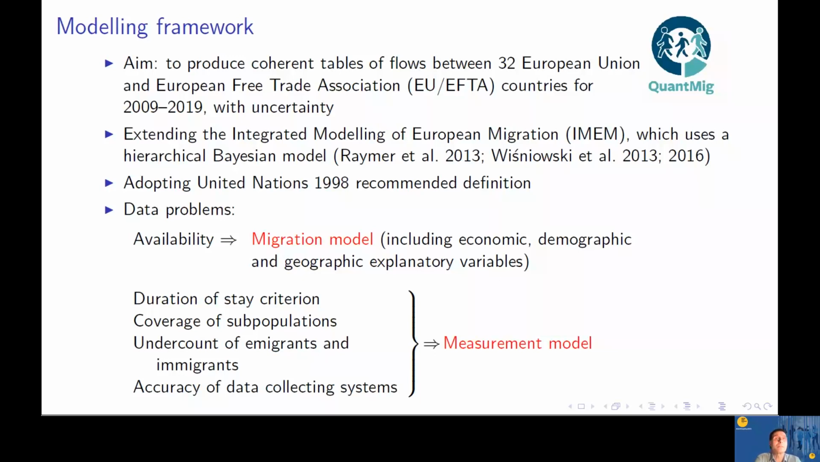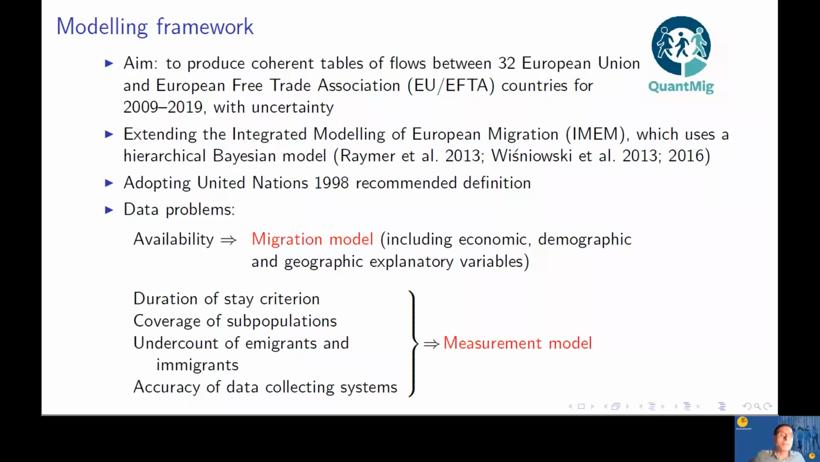And that, as I said, uses a hierarchical Bayesian model, and you can find more information about that model in Raymer et al. 2013 and Wisniewski et al. 2013 or 2016. The key here is that we're going to adopt the United Nations definition. So, for example, we want to use the 12-month definition. We also want to, as I'll say in a moment, ensure that we use the correct definition of who is counted as a migrant, the same way as the United Nations do. But we're going to handle these data problems.